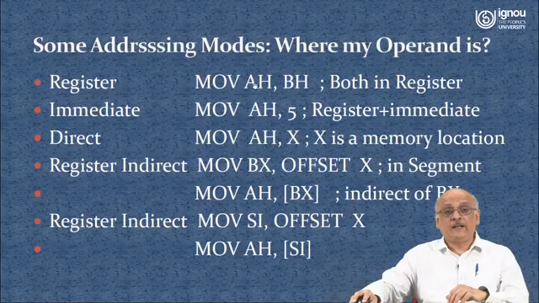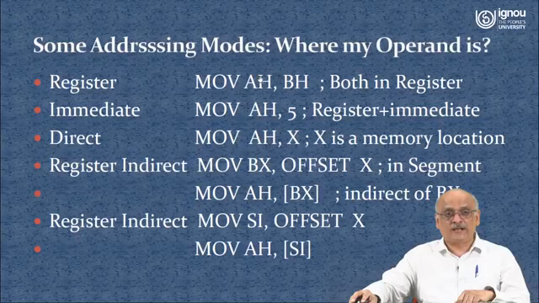So MOV AH, BH simply says, MOV is the mnemonic for the instruction, primarily which tells that there has to be a movement. This is the destination, this is the source. So the BH should be moved to the AH register. Whatever is the content of the BH register should be moved to the AH register.